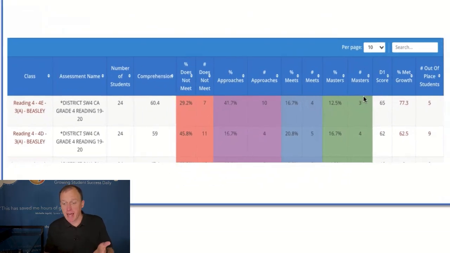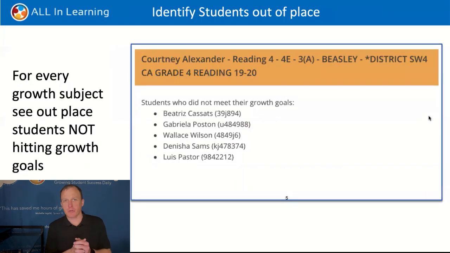For each of my classes that's in here, I only see my data. When I click on the percentage that met growth here, I get a class growth chart. How do we perform today? The last column is out of place students. Which students didn't meet their growth goals today? Well, when I click there, I can see those students. And then of course, when we click on the student's name, we can see their performance on the standards and where they need support and where I can help that student grow.